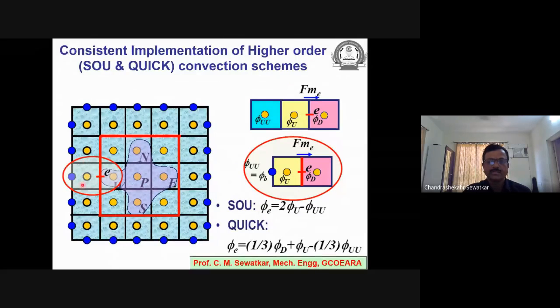If it is a left boundary, if it is a border control volume, you need to obtain it for the east face. If it is the right border control volume, you need to obtain it for the west face, and so on, so for north and south faces as well. So these expressions you need to obtain carefully to determine the value of phi.